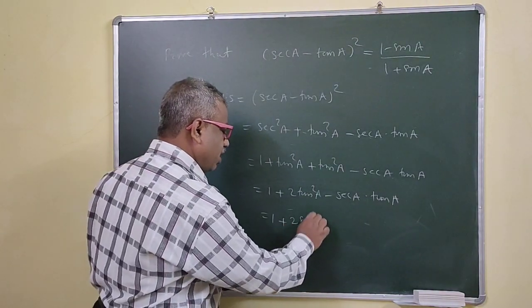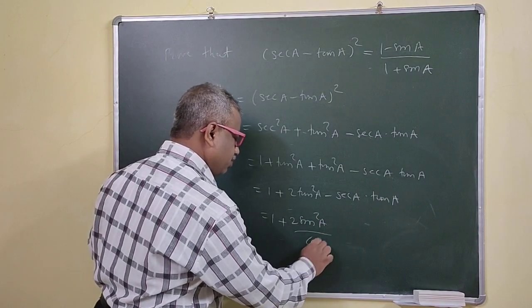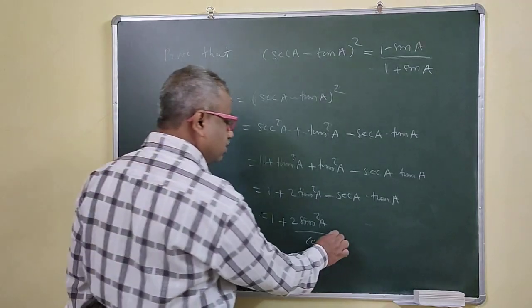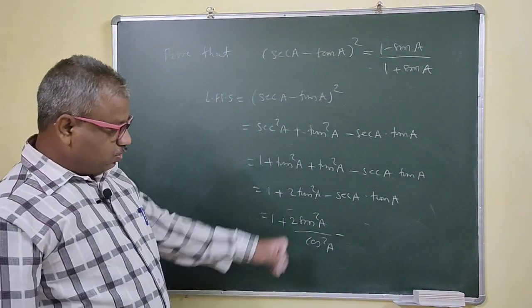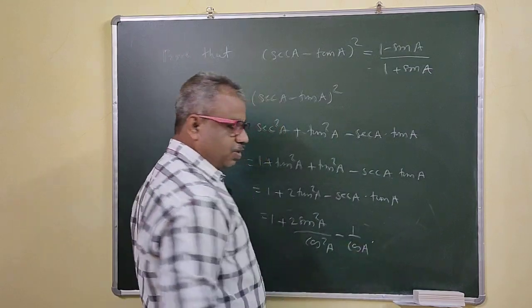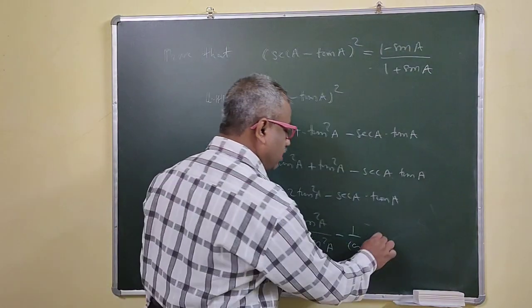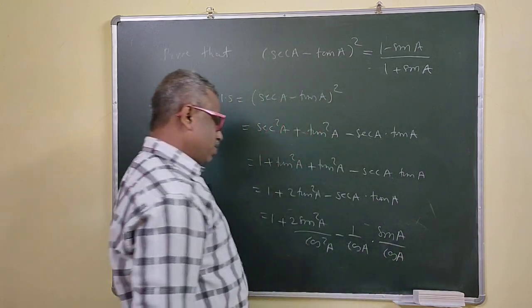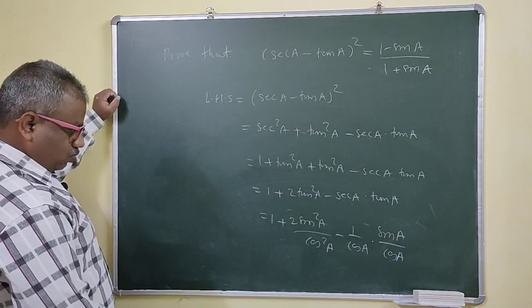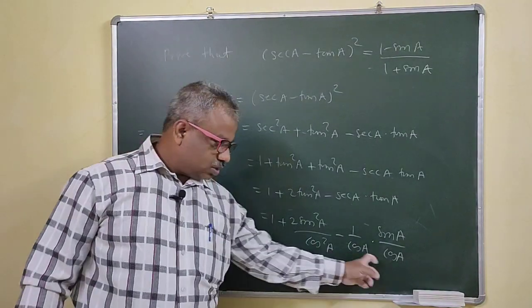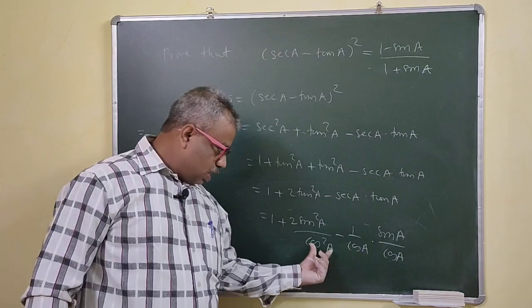This is 1 plus 2 sin square A upon cos square A, right? Minus, now sec A means 1 upon cos A, and your tan is nothing but sin A upon cos A, right? So now this is equal to, here cos A into cos A means cos square A, here also cos square A.